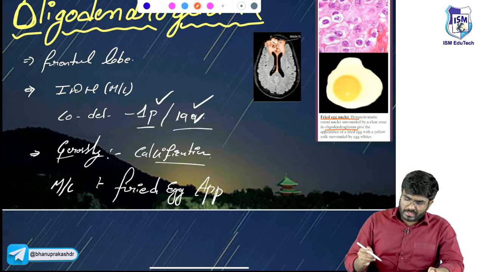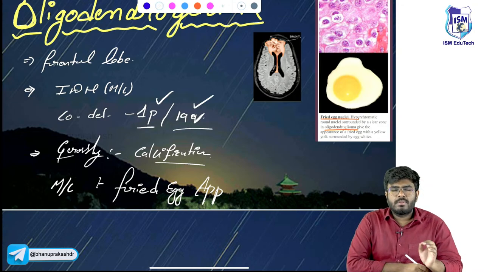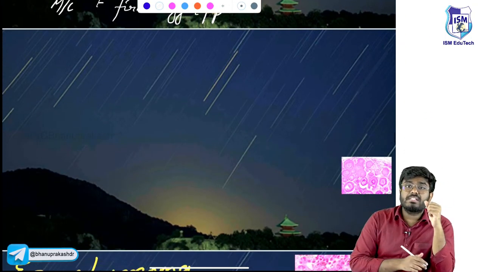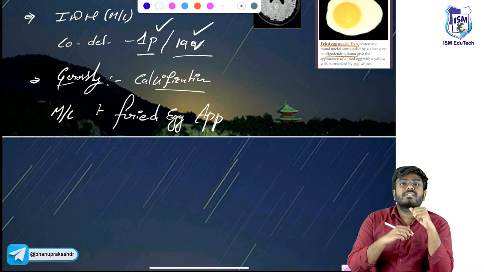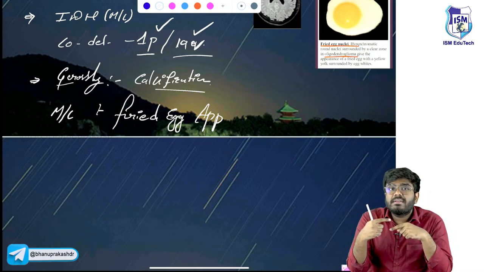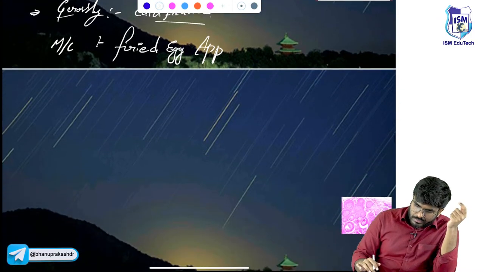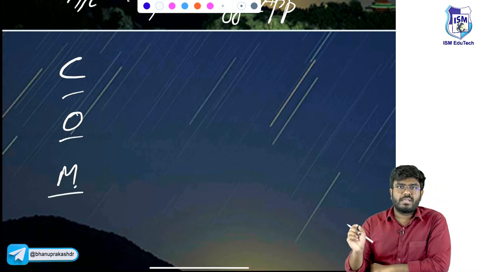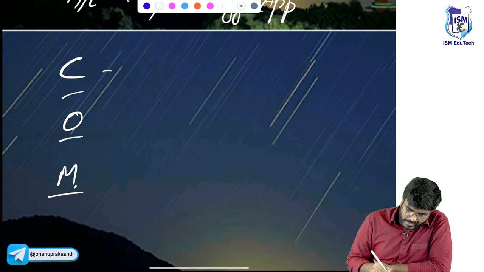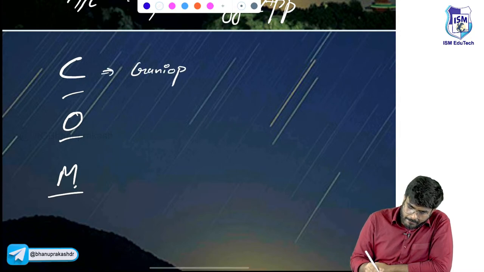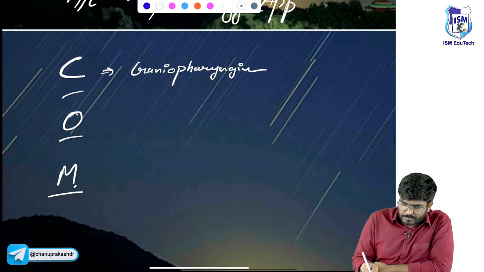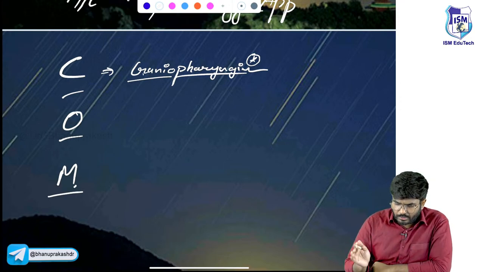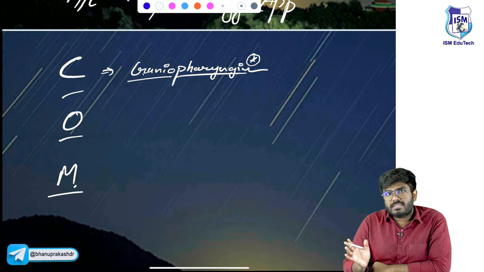Now, here itself, I want you to know which CNS tumors are going to have calcifications. Calcifications are seen with which type of tumors? There is a mnemonic called dot com. So, C for craniopharyngiomas. These are tumors of the remnants of Rathke's pouch, and I don't want to go into that detail. Craniopharyngiomas will undergo calcification.